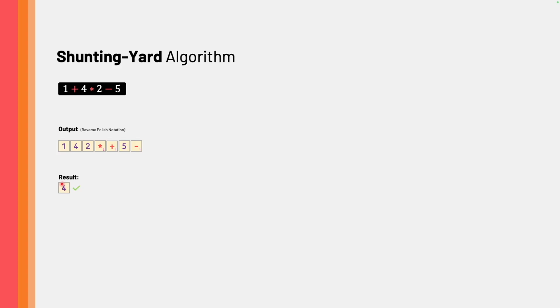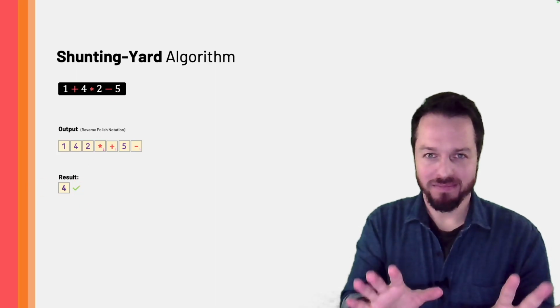I'm going to have at the top of this result stack, after I evaluated everything from left to right, performing this reverse Polish notation evaluation, the final result of my expression, because 1 plus 4 times 2 minus 5 is indeed 4. All good? Told you, right?